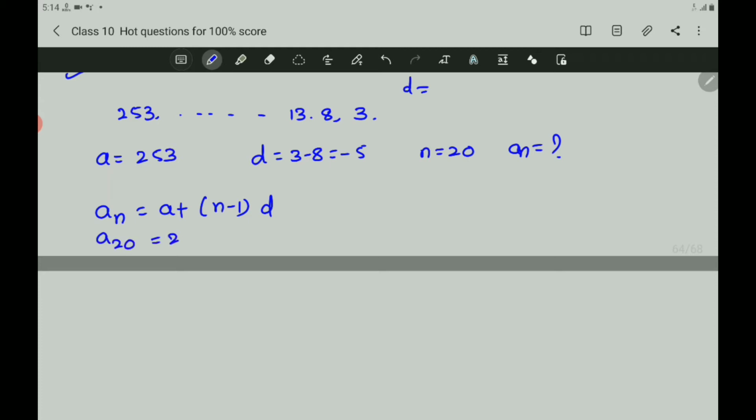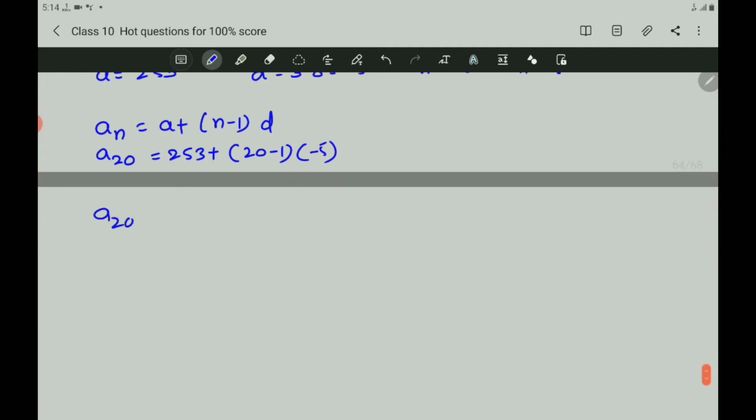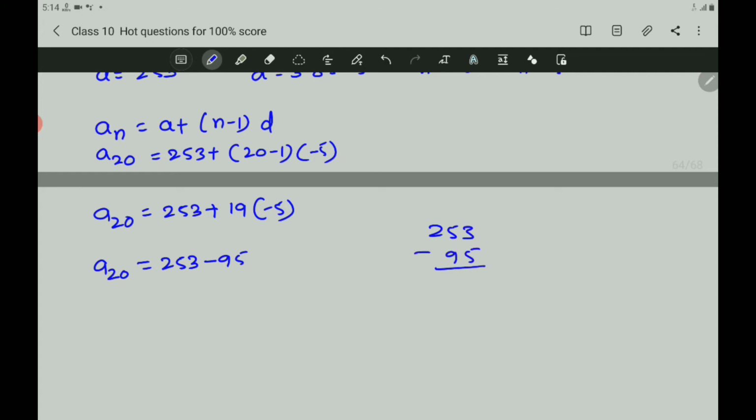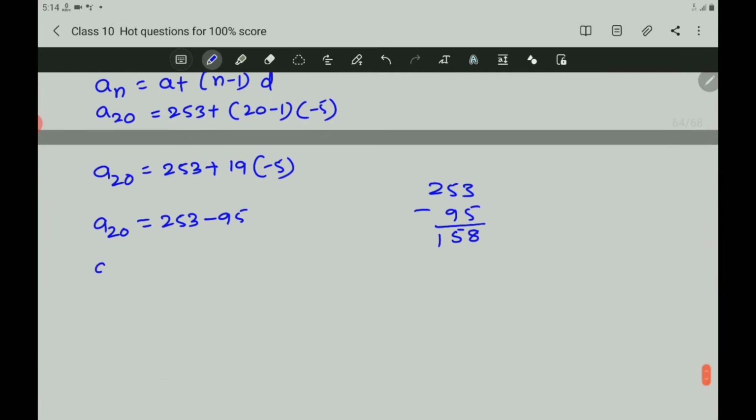That is, a_20 equals a is 253 plus (n is 20 minus 1), d is minus 5. Then a_20 equals 253 plus 19 into minus 5. 19 fives are 95, that is minus 95. So you get 253 minus 95, that is 158.